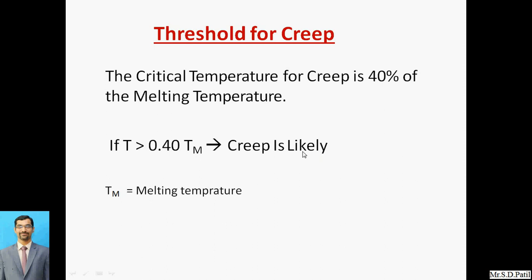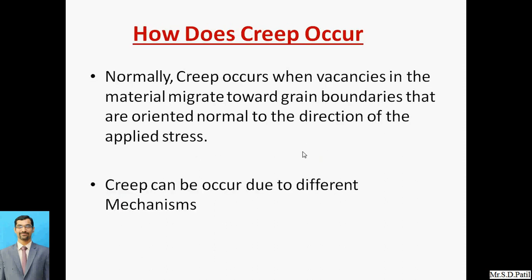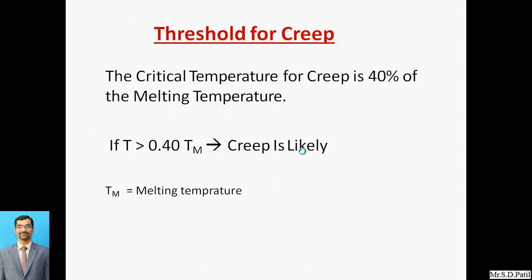That is, the vacancies go towards the grain boundaries. That is called creep formation. In that process, the only thing happening is the vacancies in the material migrating towards the grain boundaries. So that is called creep formation. This is just a general threshold for creep.